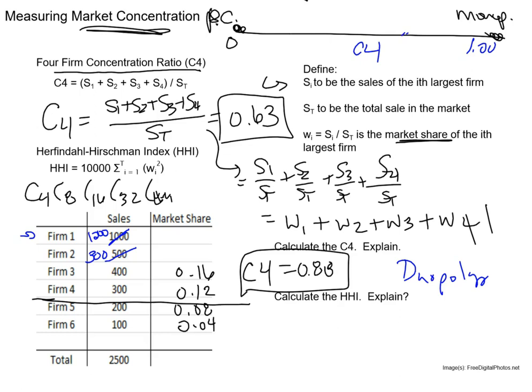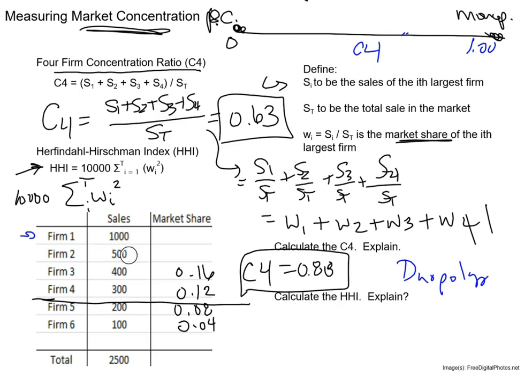A more complicated metric, but a more sensitive metric, is the Herfindahl. I want to talk through that notation real quick. The Herfindahl-Hirschman Index, the HHI, what is it? It's 10,000 times the sum going up to T. So we're looking at the sum, over every single firm, of their w_i squared. What are we doing? We're looking at the market share of each firm, squaring it, adding up that value for every single firm in the market, and then multiplying that number by 10,000.